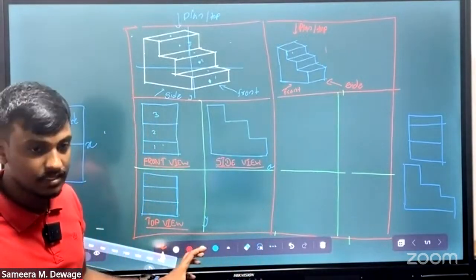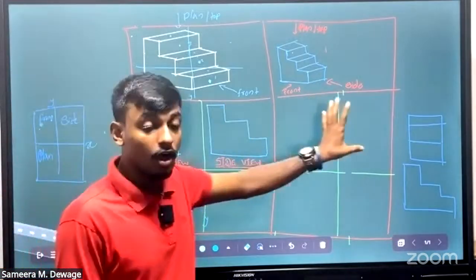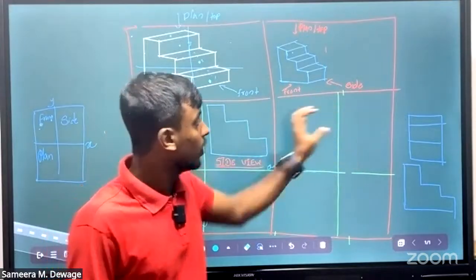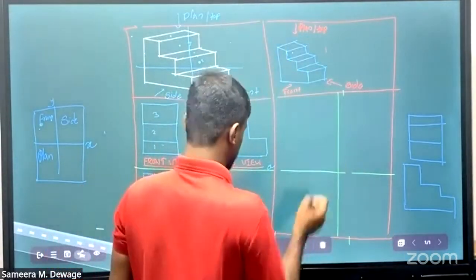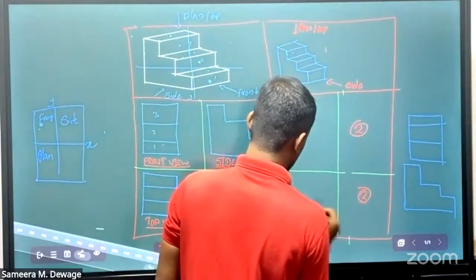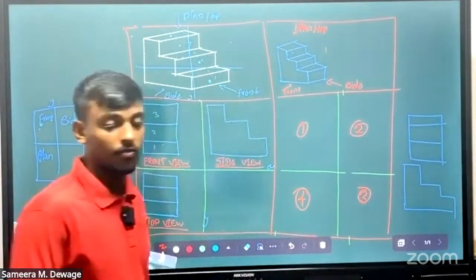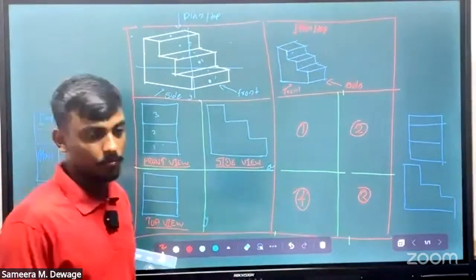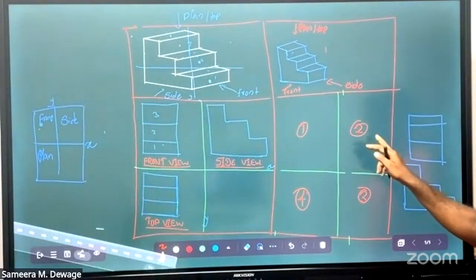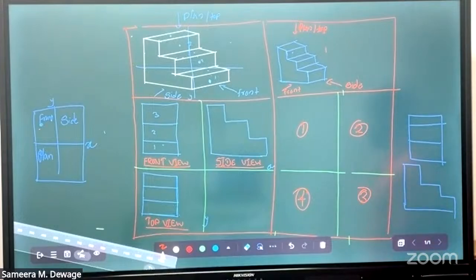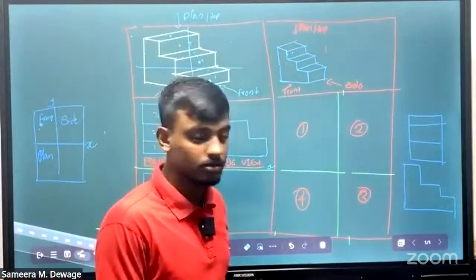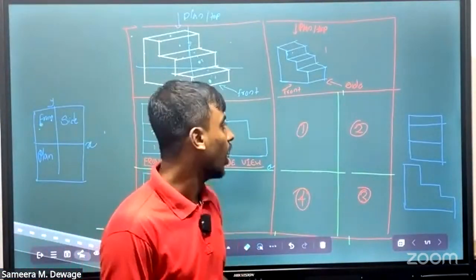so where should we draw? Where should we draw this side view? Assume this is our 1, 2, 3, and 4. Where should we draw? 1, 2, 3, 4, 5. So give me a number, please. So this section, this part, we need to draw our front view.